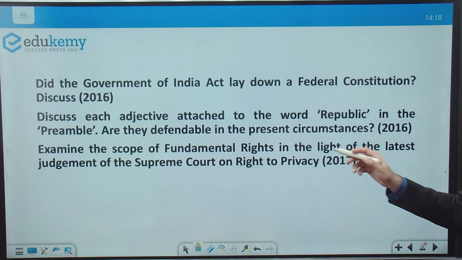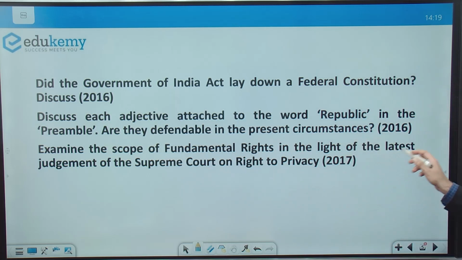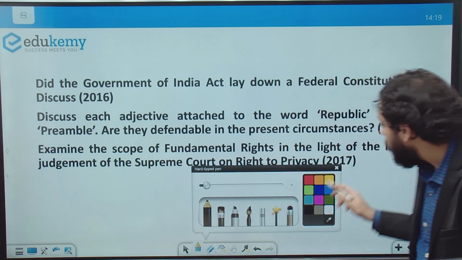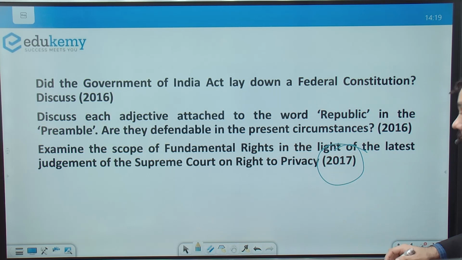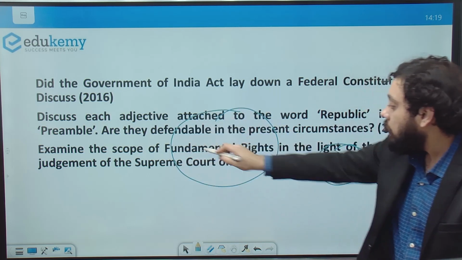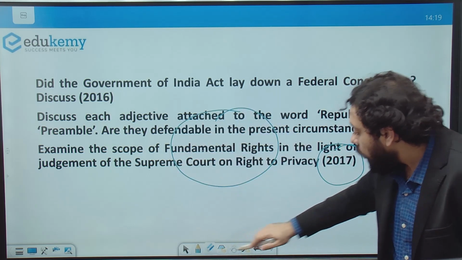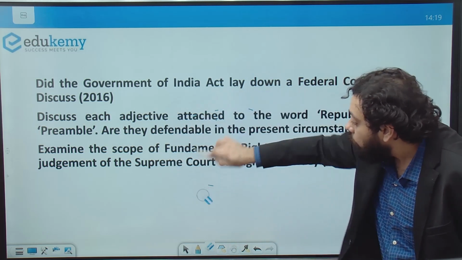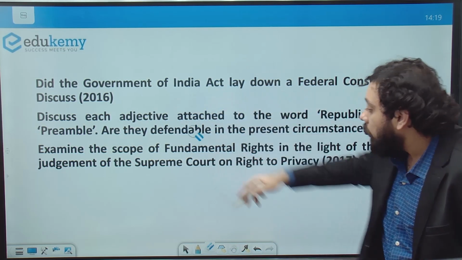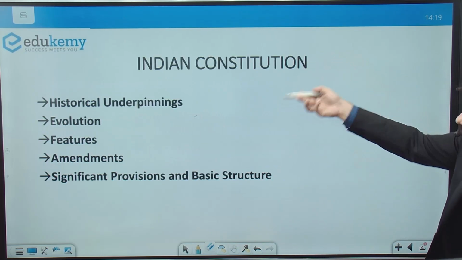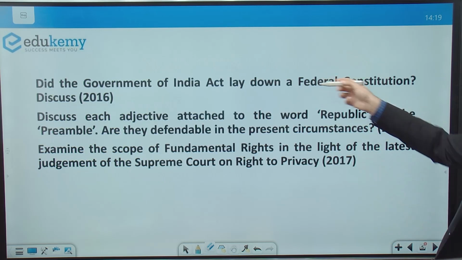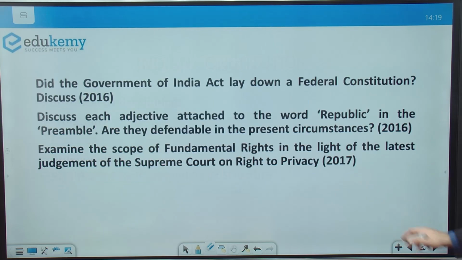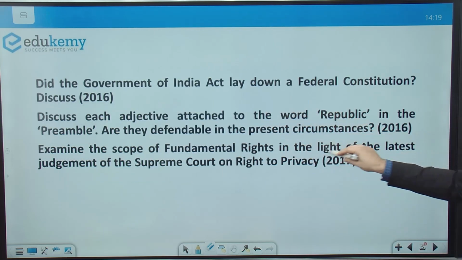And then: examine the scope of fundamental rights in the light of the latest judgment of the Supreme Court on the right to privacy. This is a 2017 question in which a current affairs element has been synthesized with a significant provision, which is basically the fundamental rights, right? So if you want to see examples of how questions are framed from the syllabus, you can take a look at these examples. Historical underpinnings, you have a question on the Government of India Act. From the significant provisions and basic structure, you have two questions, one on the preamble and one on the fundamental rights.